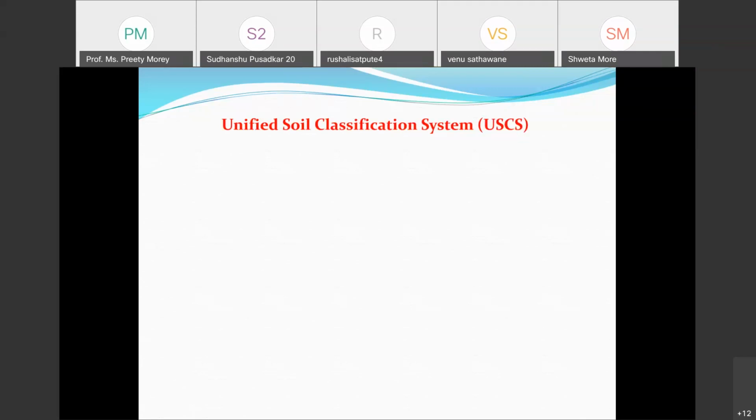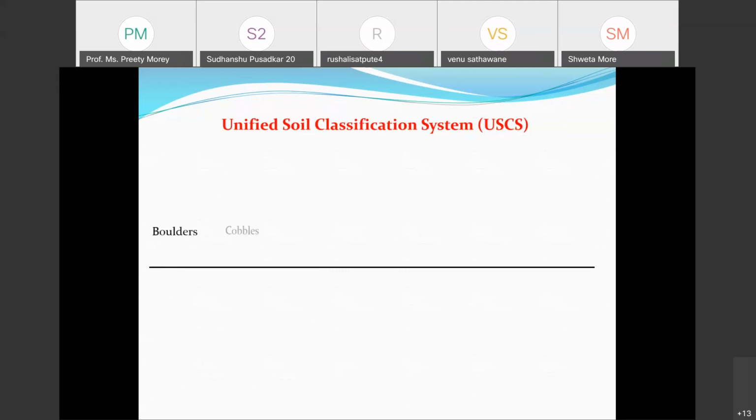For performing classification using both, you need to perform different types of tests. One is sieve analysis, and the other is finding out the Atterberg limits, that is, the liquid limit and plastic limit. So you need minimum these three tests to classify the soil. Suppose I have done the sieve analysis. Now, to classify the soil and identify the particular type of soil, what do I know?